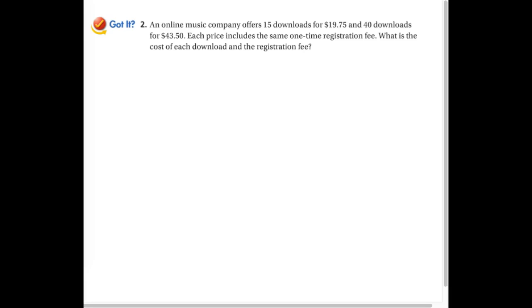It says an online music company offers 15 downloads for $19.75 and 40 downloads for $43.50. Each price includes the same one-time registration fee. What is the cost of each download and the registration fee? We have two unknowns. That means we need two variables. We're going to let x equal the cost of a download. And what would y be? Good.